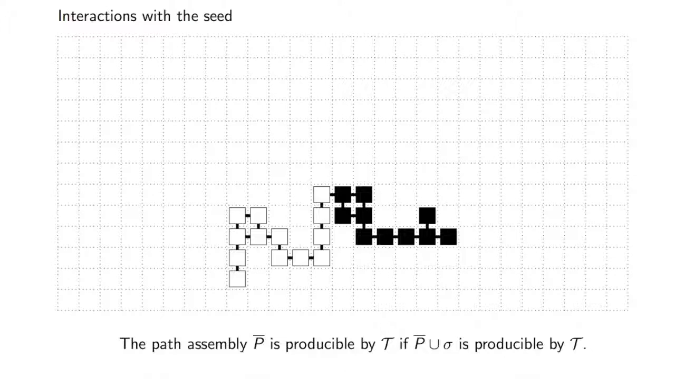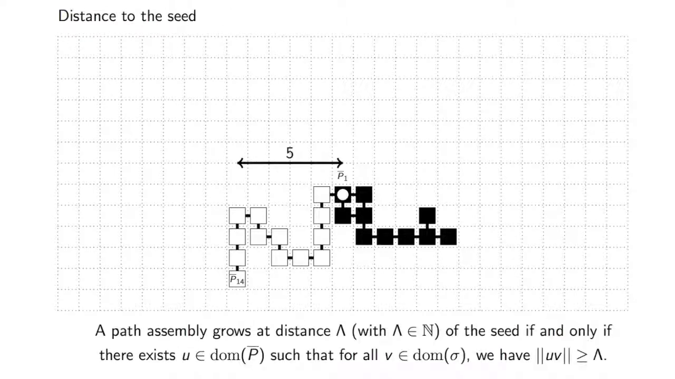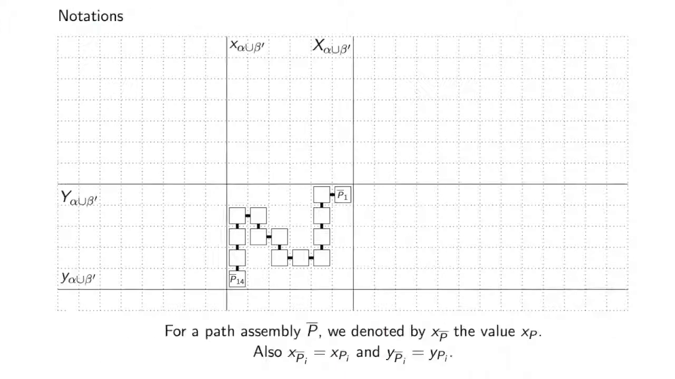Along the proof, we consider path assemblies which either do not intersect with the seed or share only one vertex in common with the seed. This vertex is P1. The video 7 shows that these hypotheses can be made without losing any generality. Now, we say that the path assembly P grows at distance lambda of the seed if there exists a position U in the domain of P such that for any position V in the domain of the seed the distance between U and V is at least lambda.